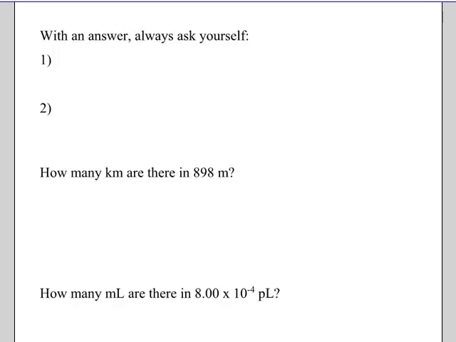After you get the answer to a dimensional analysis problem, you should then ask yourself these two questions. First, is the answer reasonable? For example, if you are calculating something that you know should be a very large answer, but you're not getting a large answer, that's a clue that you should go back and double check your work.